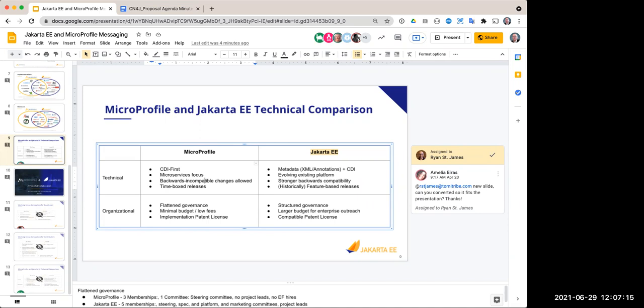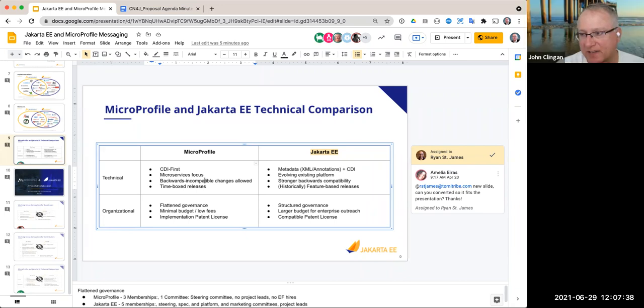I have a suggestion. How about removing that line item? Yeah, actually, that's a good idea. I wouldn't be okay with that. No, because backwards incompatible changes allowed may be considered not good too, is it? How about John's suggestion, weaker backwards compatible? Maybe that's a negative term. Weaker is negative. I'm fine with the way it is.